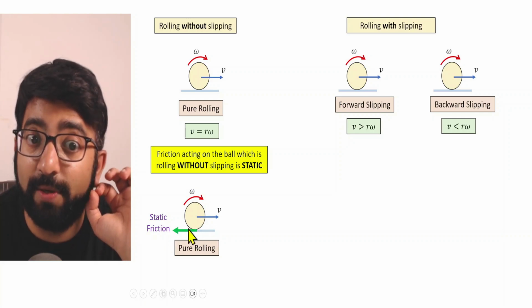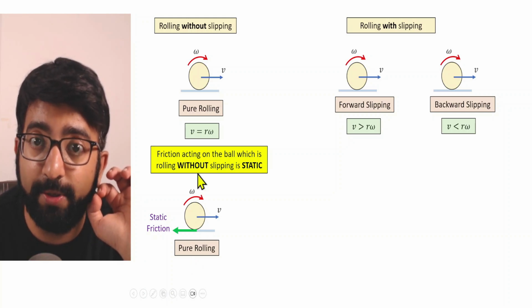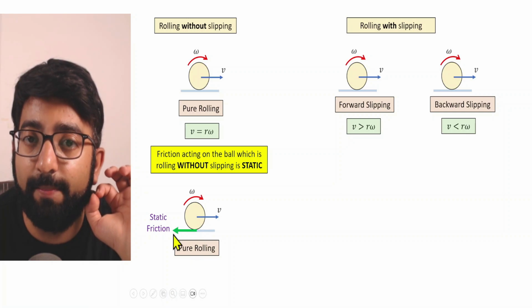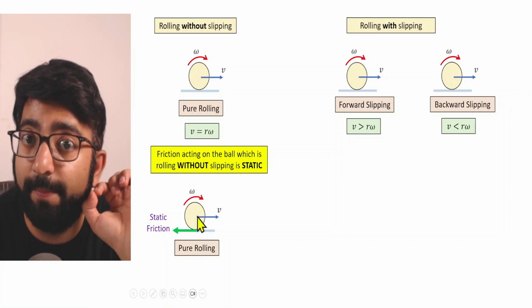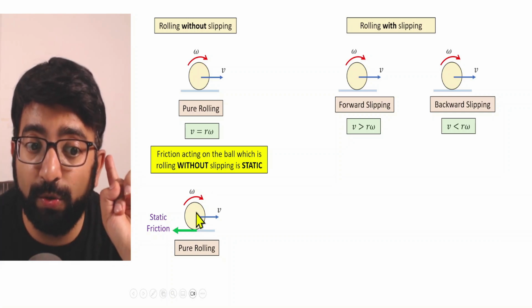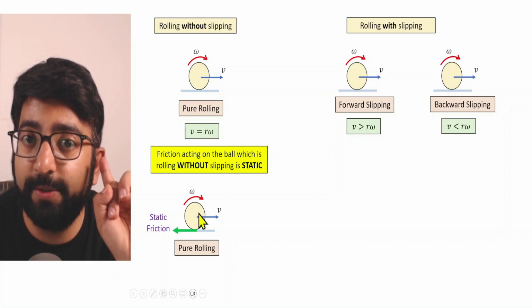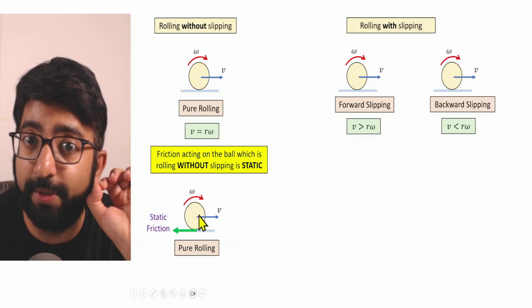And now, if you imagine the forces acting on this wheel, it will be mg acting downwards, normal reaction acting upwards, and friction acting backwards. Torque due to normal reaction will be 0, and torque due to mg will be 0. As we have discussed earlier, the torque of that force which passes through the axis of rotation will be 0. But torque due to friction will not be 0 as friction is not passing through the center.